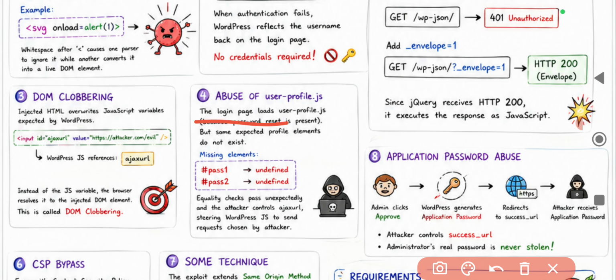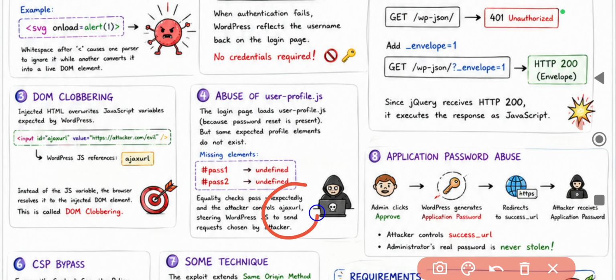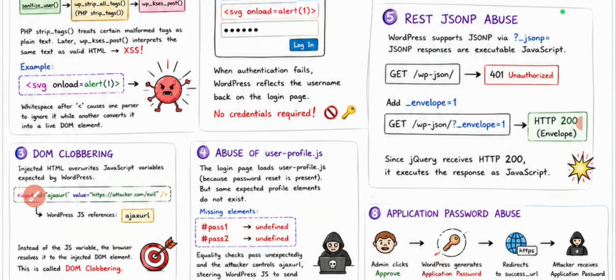The login page loads user-profile.js because the password reset is present, but some expected profile elements do not exist. The missing elements, which I have highlighted as pass1 and pass2, are undefined. Coming to the equality check of the passwords, the result becomes unexpected, and the attacker eventually controls it, stealing the password through JS to send the request to the attacker. Then the reset JSONP abuse.